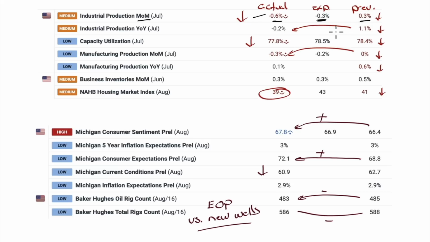Previous reading revised down to 0.3. Year over year, negative 0.2. Capacity utilization down to 77.8%. It was 78.4, now 77.8. That is capacity being sidelined. When you see capacity utilization dropping, it's usually not a good thing. That usually comes with employment dropping as well. Manufacturing production month over month, negative 0.3. None of those are good.